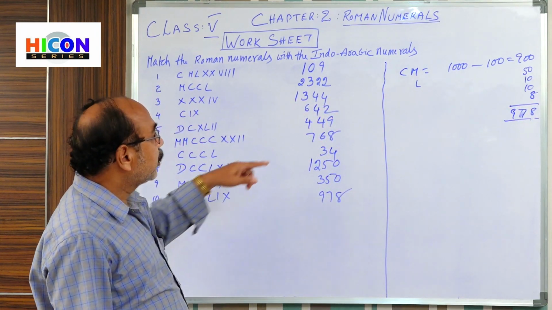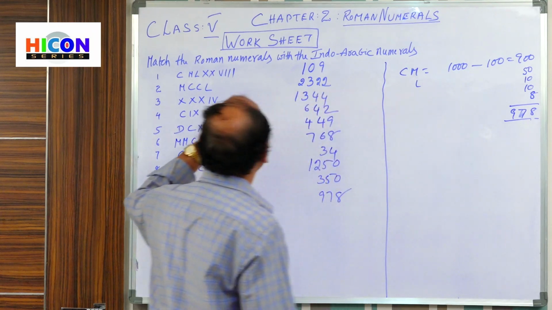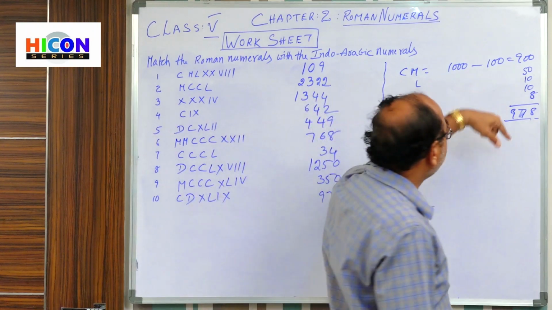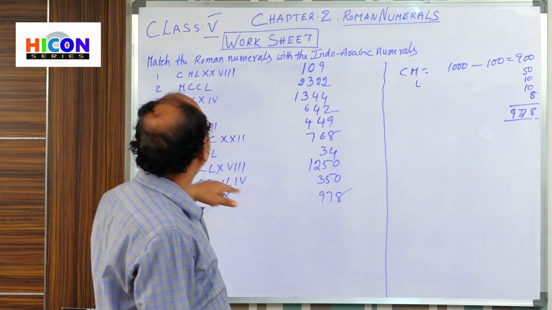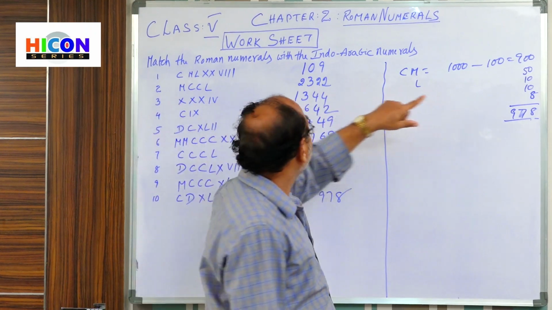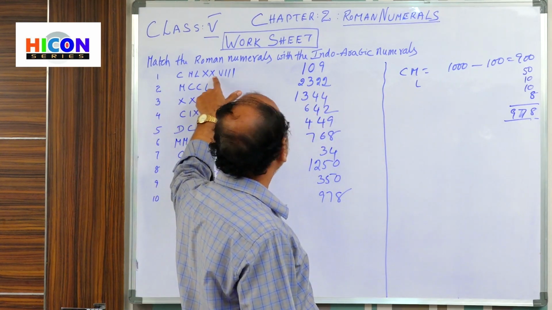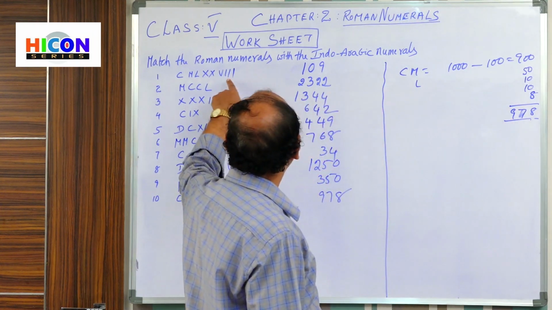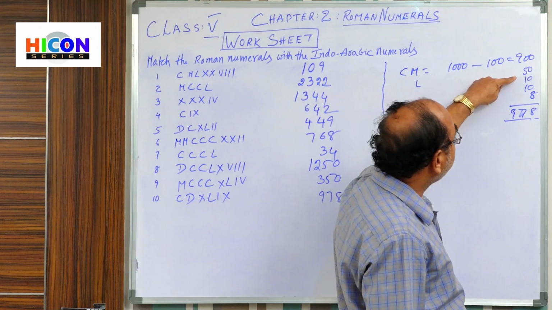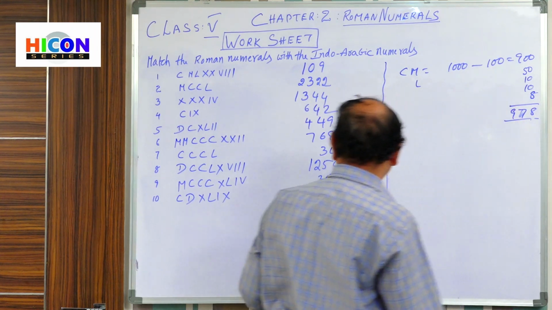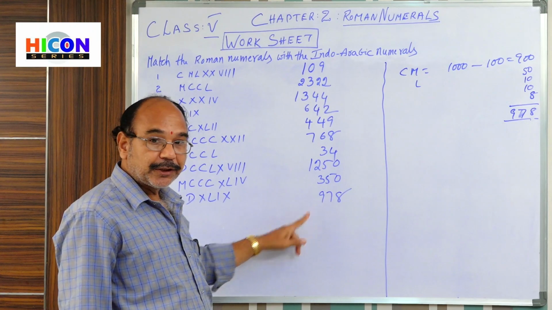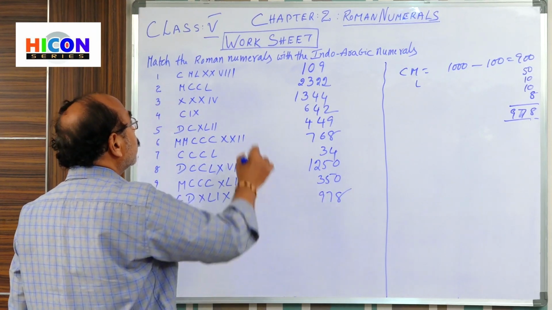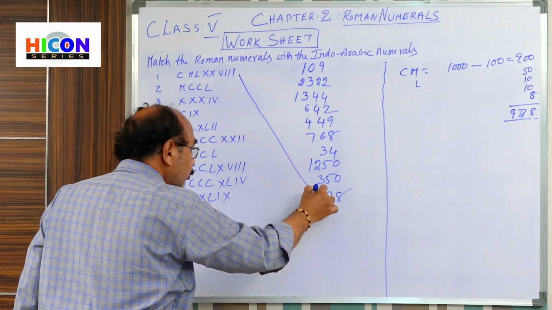Okay, children. So here, first of all, we have to write rough work. If you write rough work, you can understand easily. CM means 900 and L is 50. X is repeated 2 times, that is 10 plus 10. Next 8 is there. So the total is 978. Look on the right side, last one, 978 is there. So this is the related number. Like this, we give direction.